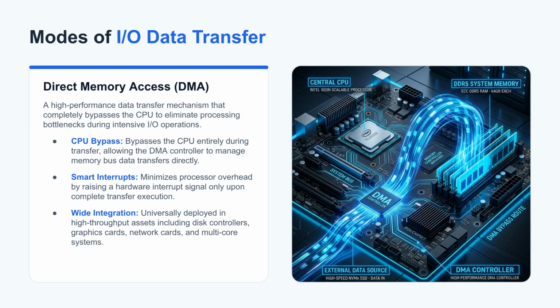For high-throughput devices like NVMe SSDs and gigabit network cards, transferring large blocks of data via interrupts would still overload the CPU. Direct Memory Access, or DMA, solves this by bypassing the CPU entirely during data transfers. A dedicated DMA controller takes control of the memory bus, directly transferring large data blocks between the peripheral and main RAM. The CPU is involved only at the start to configure transfer parameters, and at the end, when the DMA controller issues a single interrupt confirming transfer completion.